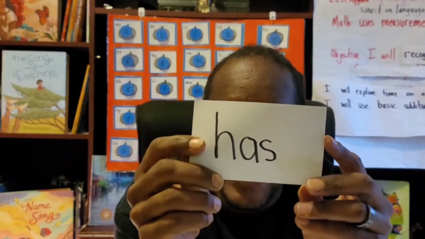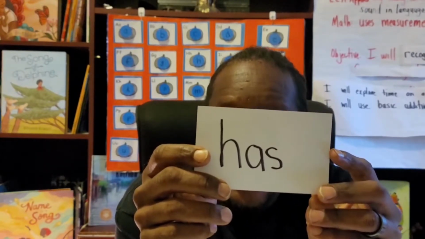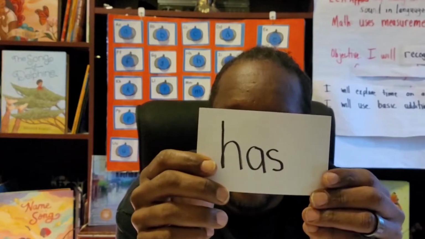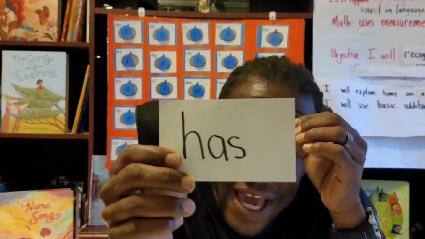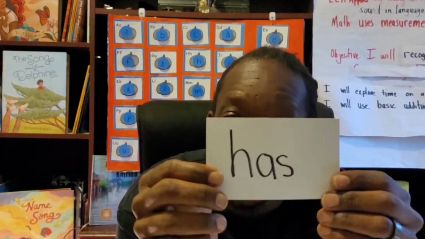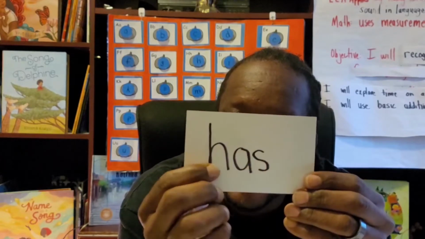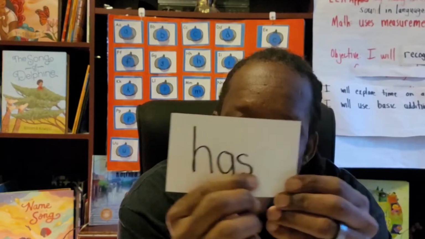And whose word is name? What word is this? Has. He has spelled this word 4 times this week. She has the greatest curls. He has a wonderful jump shot. Let's spell has. H-A-S. Has.